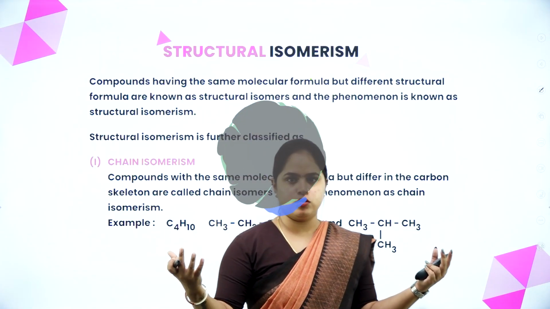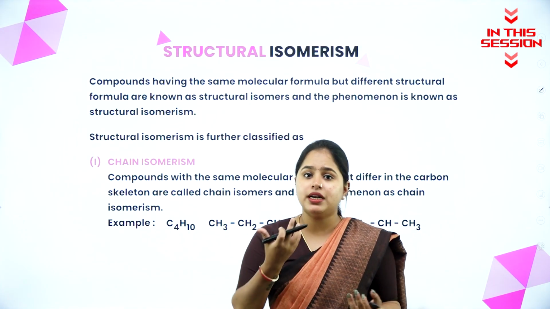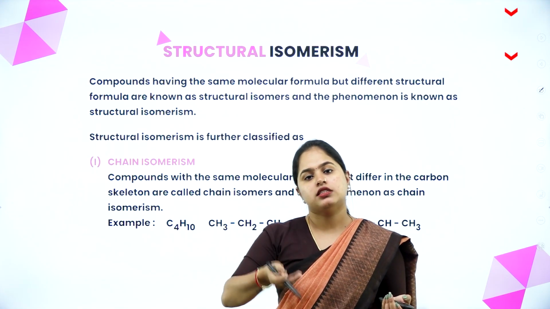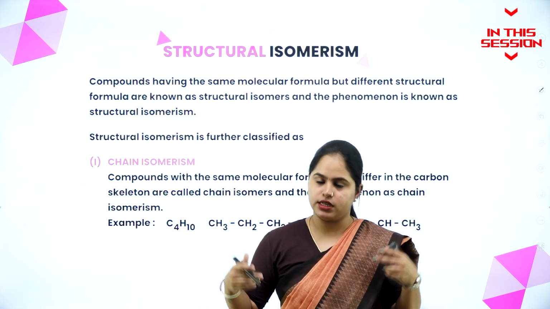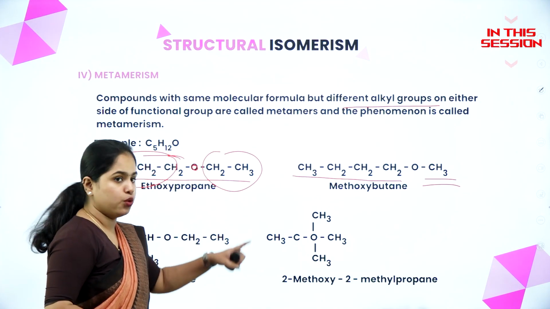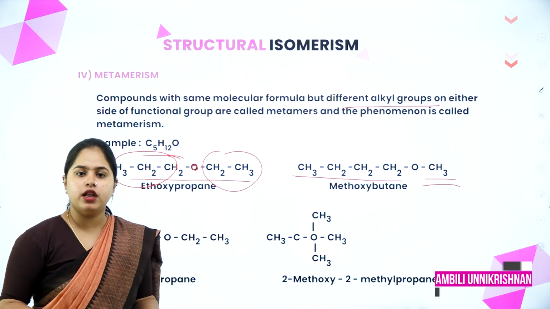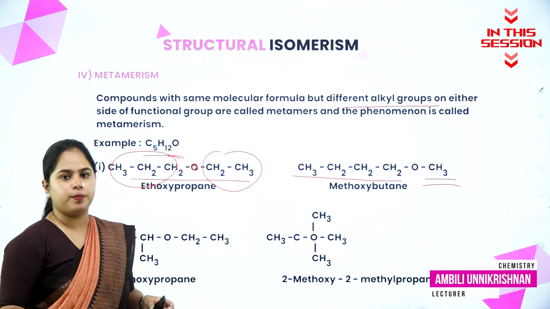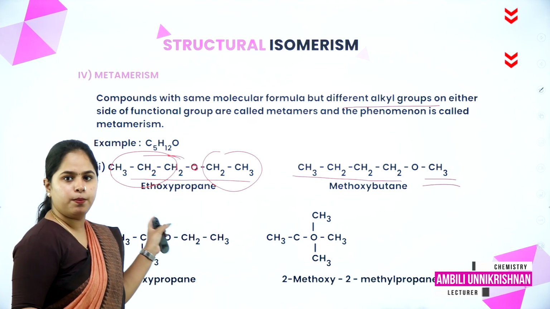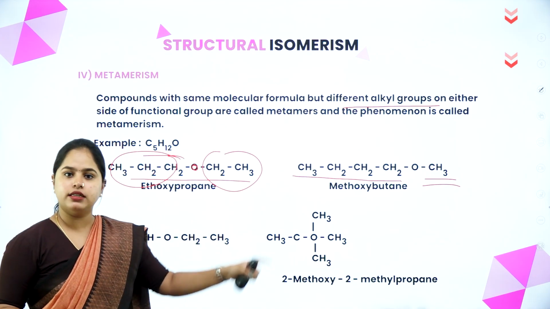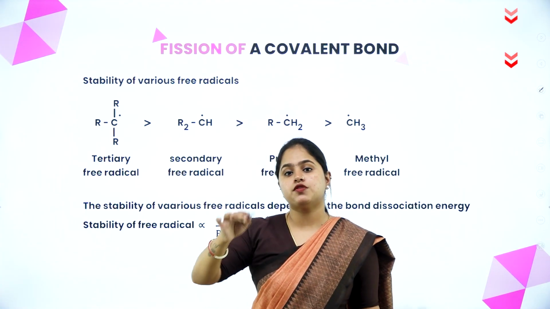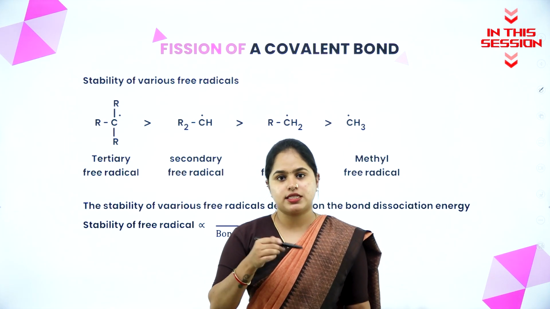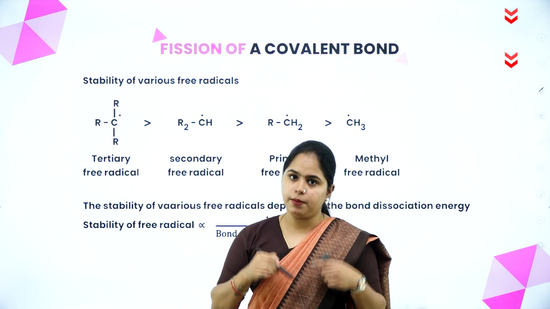The different compounds having the same formula but different structural formula, they are called as isomers, and this phenomenon is called as isomerism. If you compare these two, the molecular formula will be same, just the arrangement of alkyl groups is different. I can make it ethyl and propyl or butyl and methyl. The carbon atom is further attached to how many carbon atoms? Based on that, you can say it is tertiary, secondary or primary.